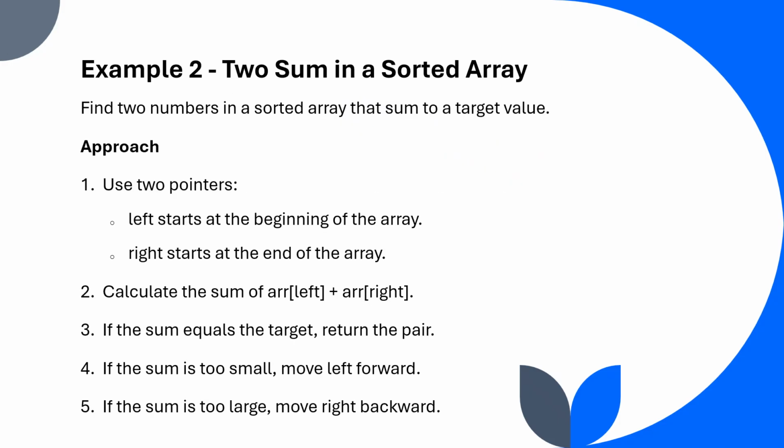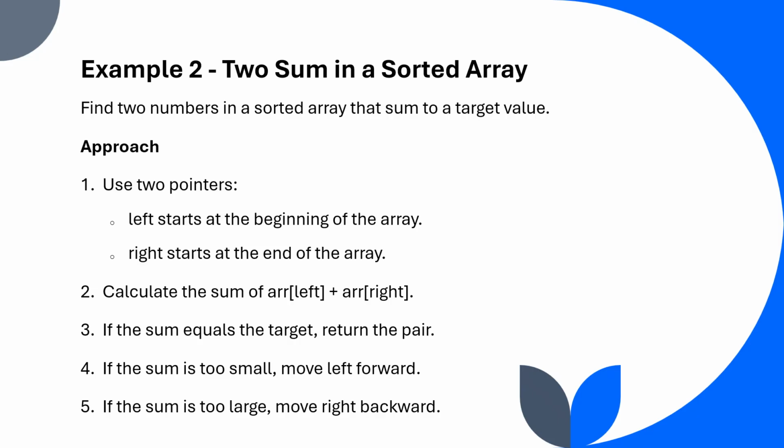The next example is two-sum in a sorted array. So the problem wants you to find two numbers in an array that sum to a target value. Let's take a look at the approach. You're going to use two pointers. You're going to have a left pointer that starts at the beginning of the array and a right pointer that starts at the end of the array.